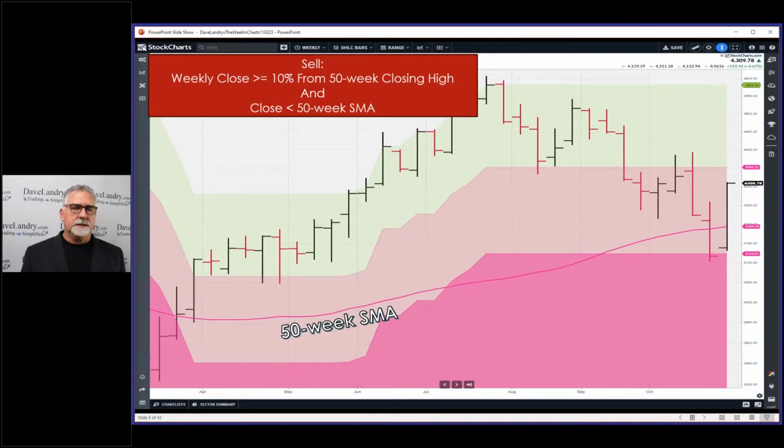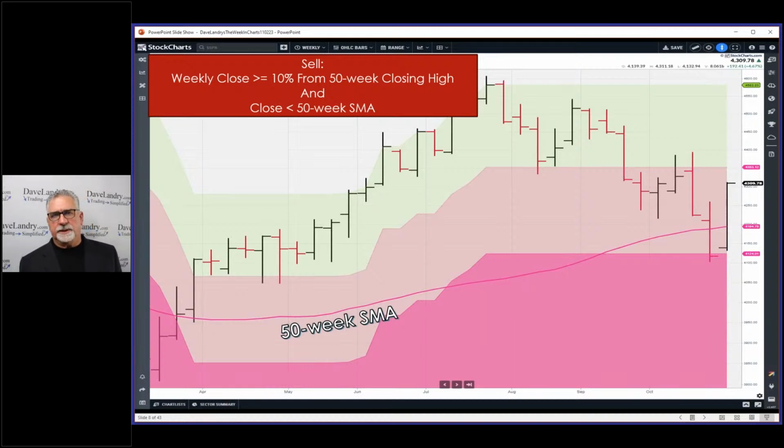Now, the sell signals are less stringent than the buys. And I've been over this 1,000 times, but let me just go over it quickly. I'm getting a lot of Twitter questions on this, or X questions. But if you have a weekly close 10% or more away from the 50-week closing high, and the close is less than the 50-week simple moving average.